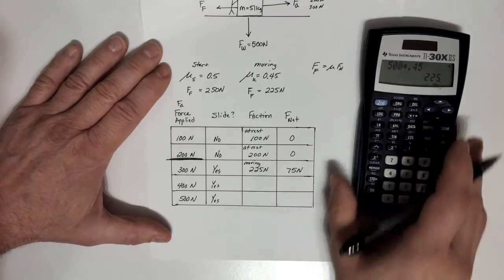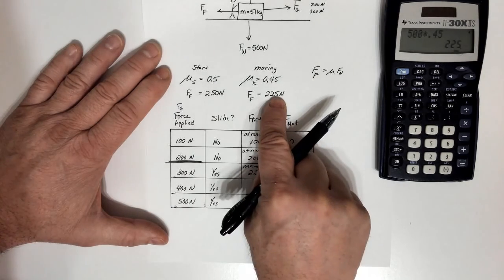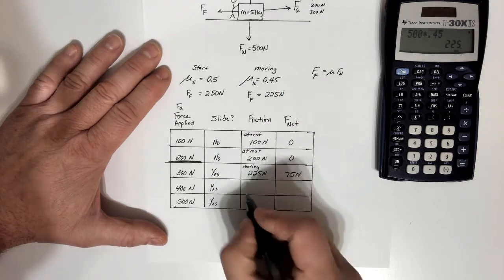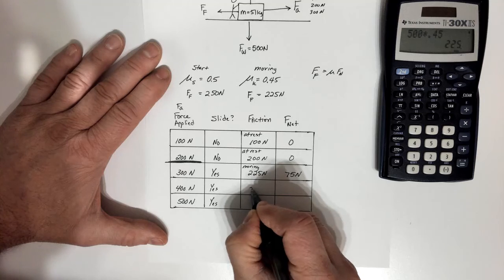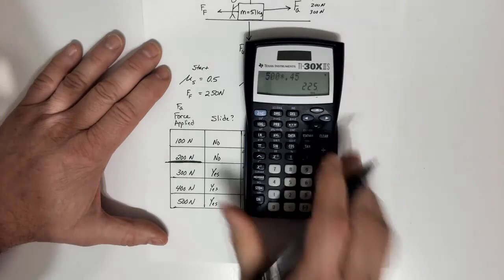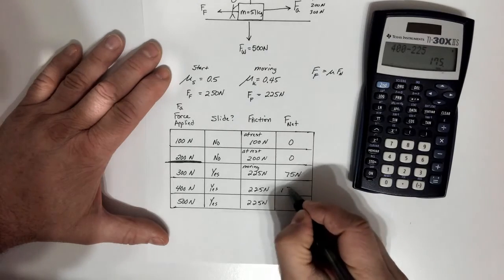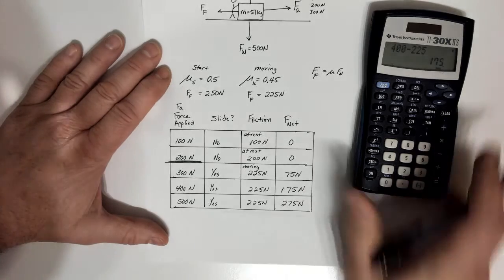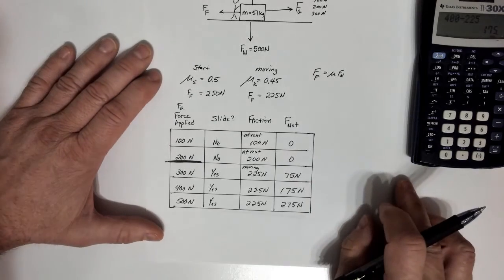Okay? And then what happens when I start pushing with 400 newtons? I'll still have a resistance because it begins to move, but the resistance goes down because it's now under kinetic resistance. So the friction is still 225. It won't change once it's in motion. So 400 minus 225 is 175. And you can probably guess it'll be 275 as we go up. Okay? But now we're in motion. And that's how you would figure out what's going on.